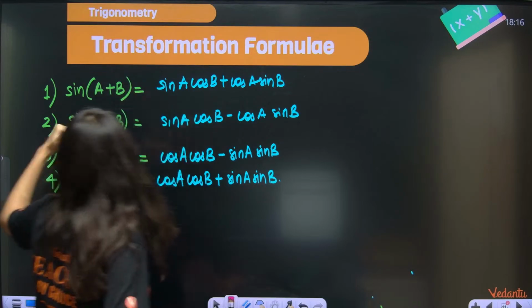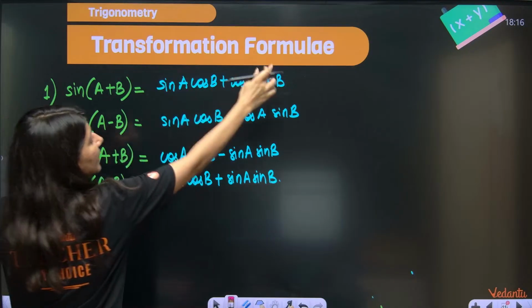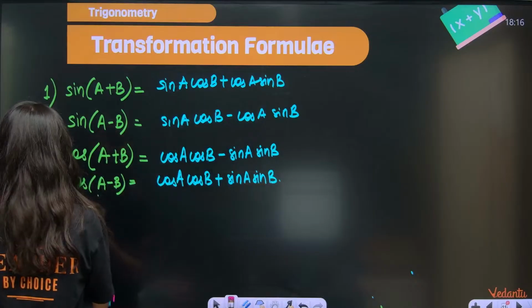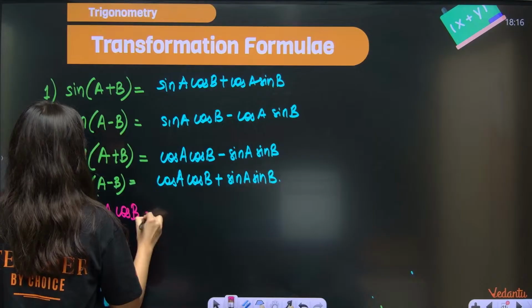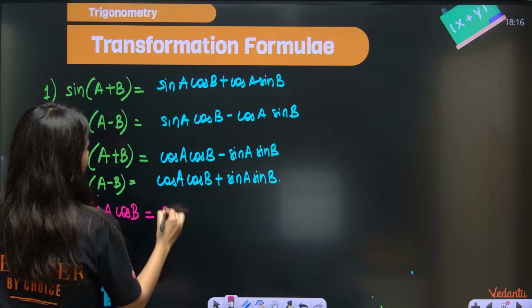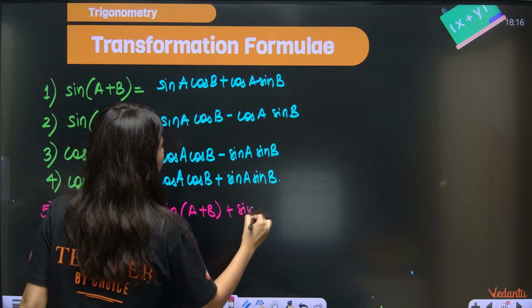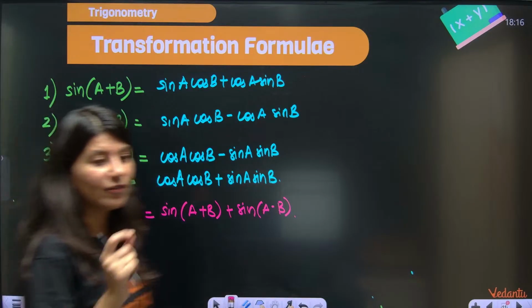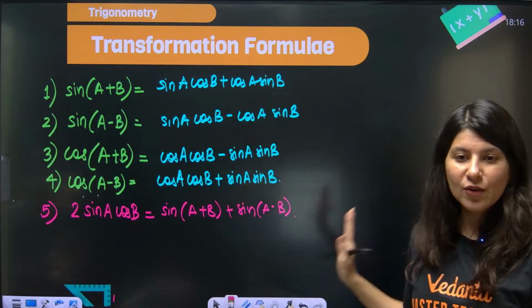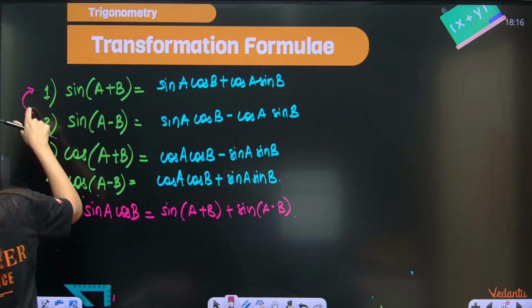So if I add first and second, on the right hand side this will get cancelled out, and I am going to get 2 sin A cos B, which equals sin A plus B plus sin A minus B. Yes or no? How many of you are getting it? If I add first and second formula, this is what we are going to get.